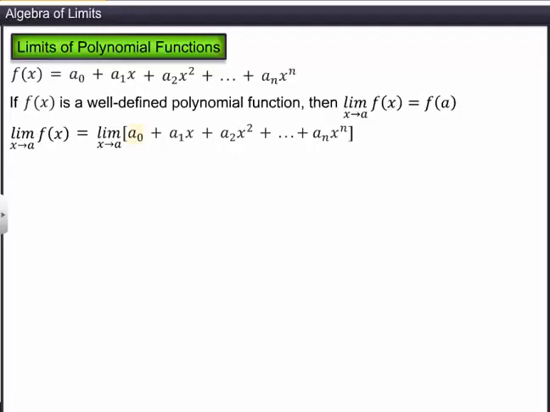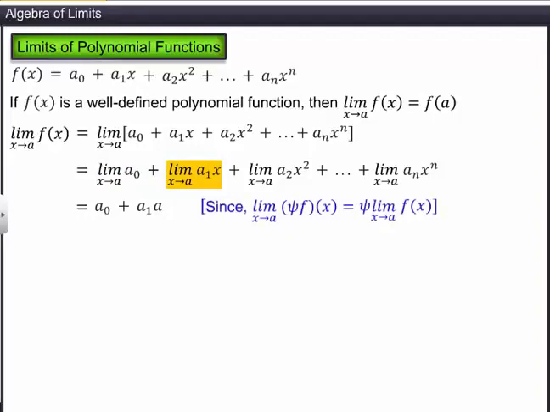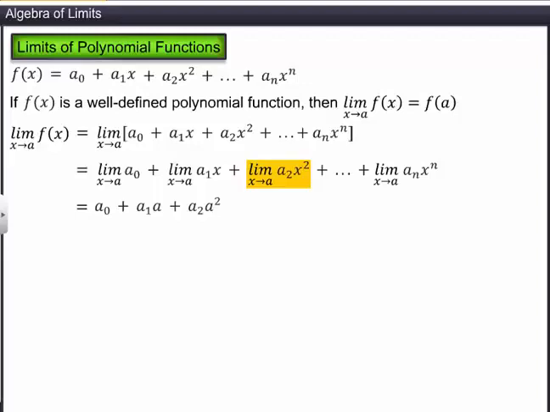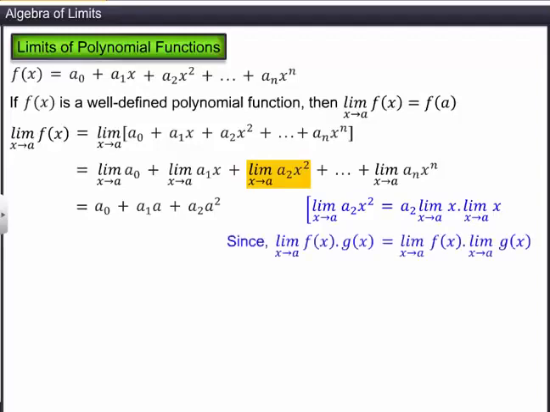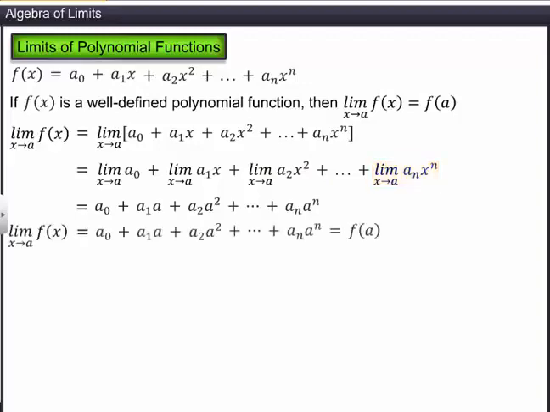We can assume that each term in the polynomial is a function. Therefore, right-hand side can be written as shown. The first function is a constant. The second term also follows directly. The third term can be considered as shown. Similarly, the limit of the final term in the polynomial is as shown. This sum is equal to f of a.